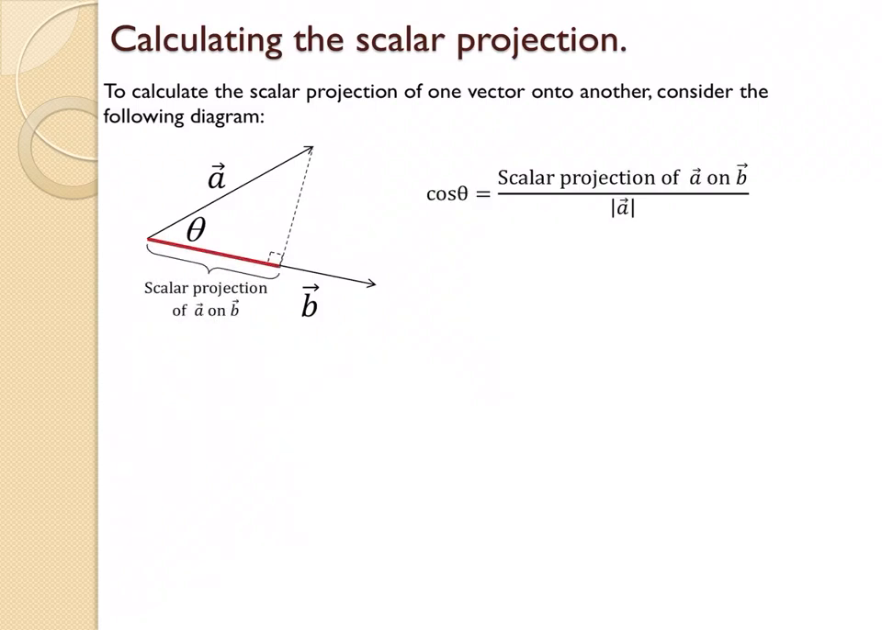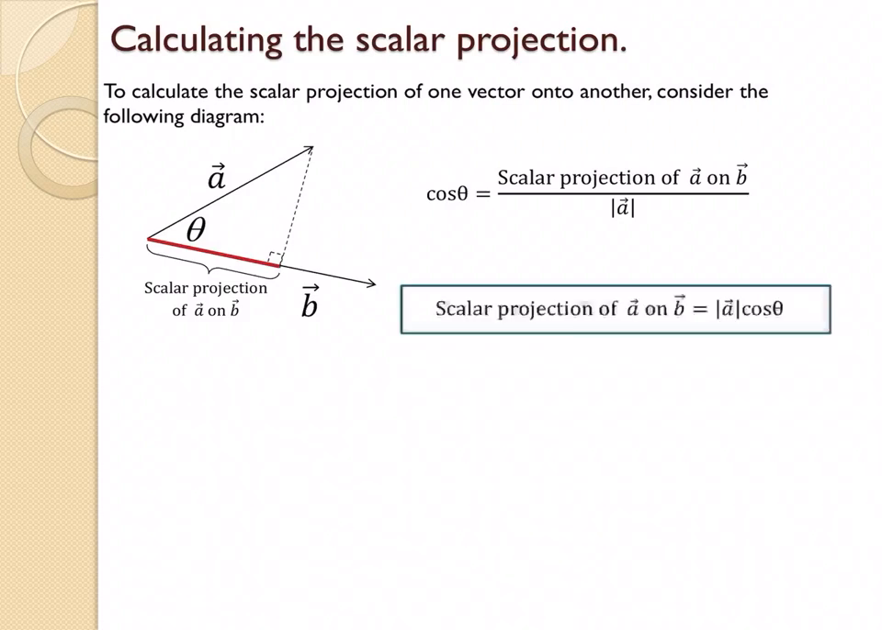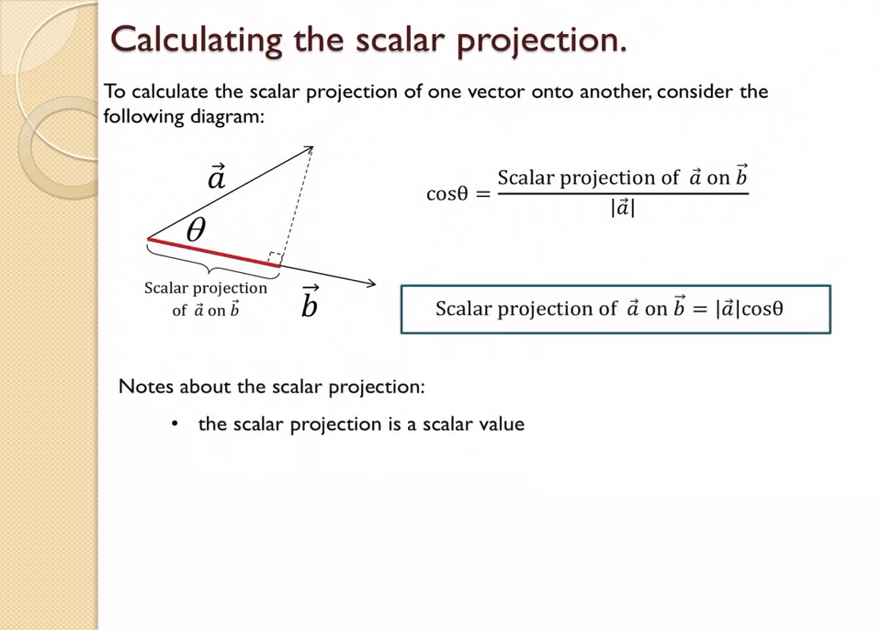So, calculating the scalar projection. To calculate the scalar projection, we need that angle in there. So the scalar projection of a on b is actually pretty straightforward. Cos theta is the scalar projection of a on b, that red line, over a. And so if I want to calculate scalar projection, it's just a cos theta. Pretty simple calculation here.